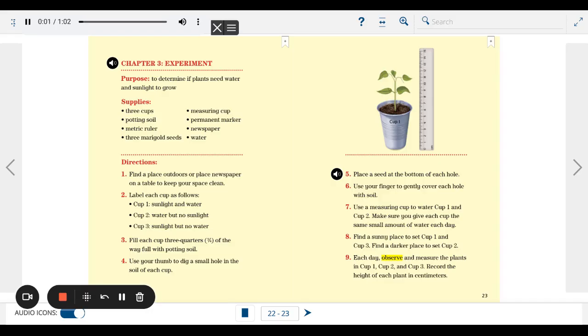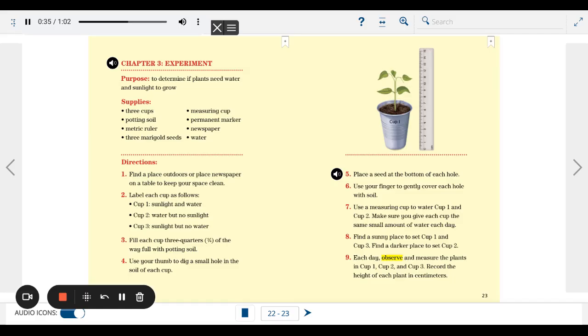Chapter 3. Experiment. Purpose: to determine if plants need water and sunlight to grow. Supplies: 3 cups, potting soil, metric ruler, 3 marigold seeds, measuring cup, permanent marker, newspaper, water. Directions: 1. Find a place outdoors, or place newspaper on a table to keep your space clean.